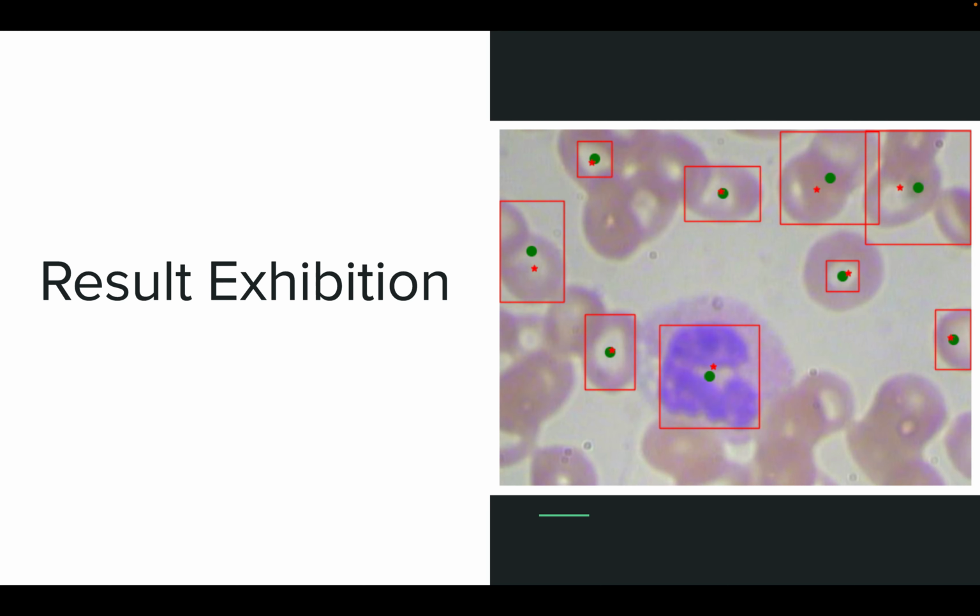The red star is the original center of that cell, and it is very clear, and the green one is the prediction of our model for where the center of a cell is. And it is obvious that all the predicted centers are in the same cell as the ground truth, and they are very close.